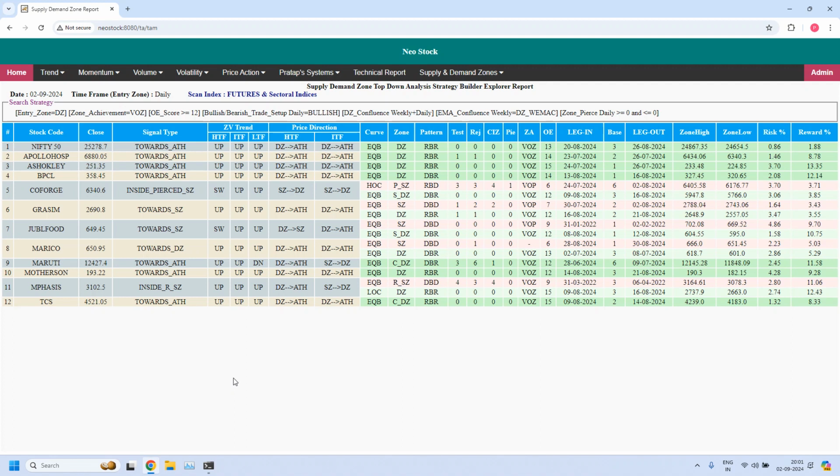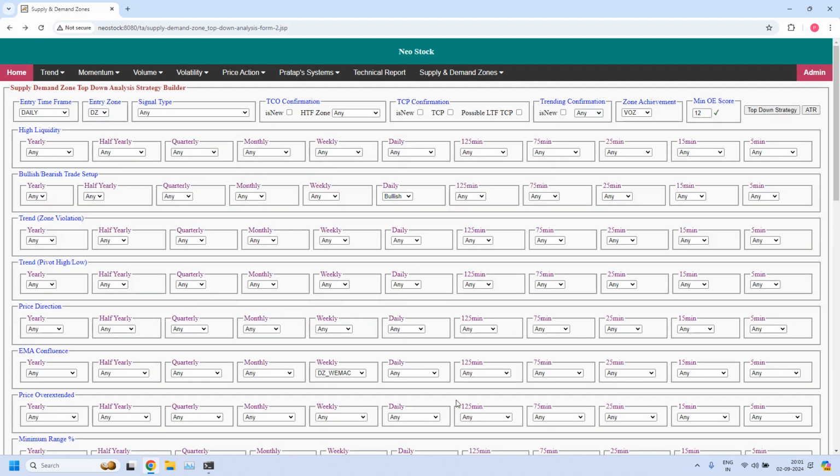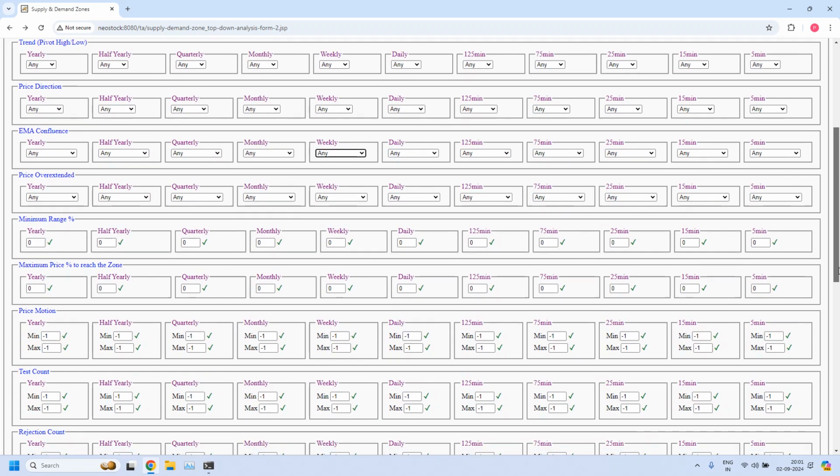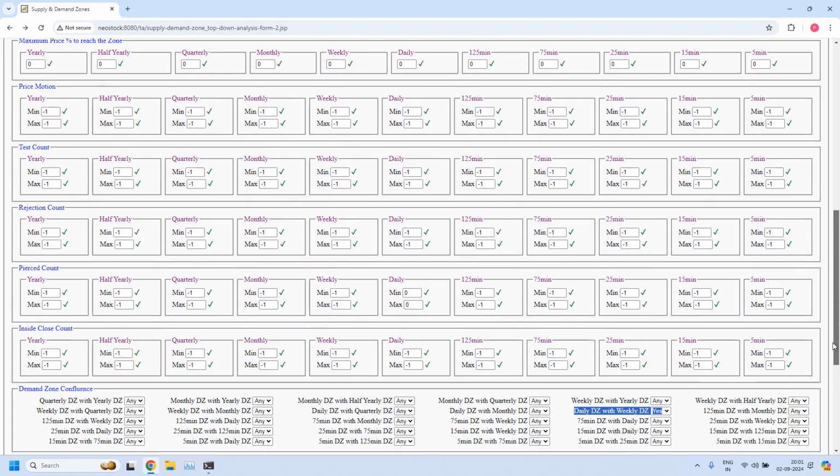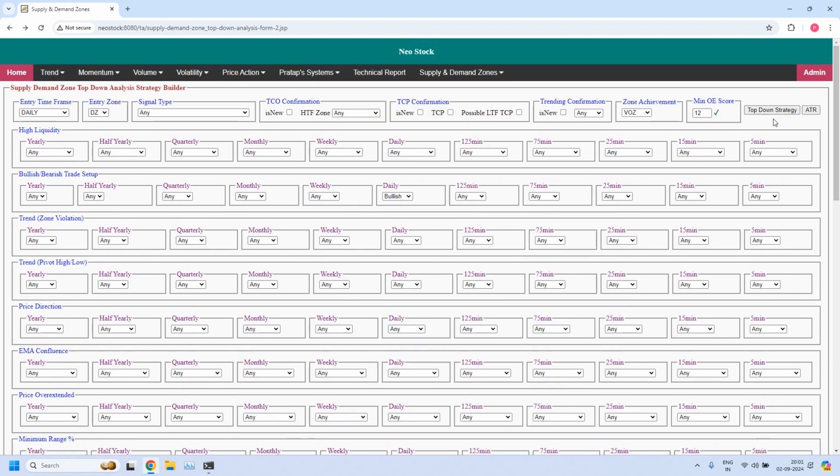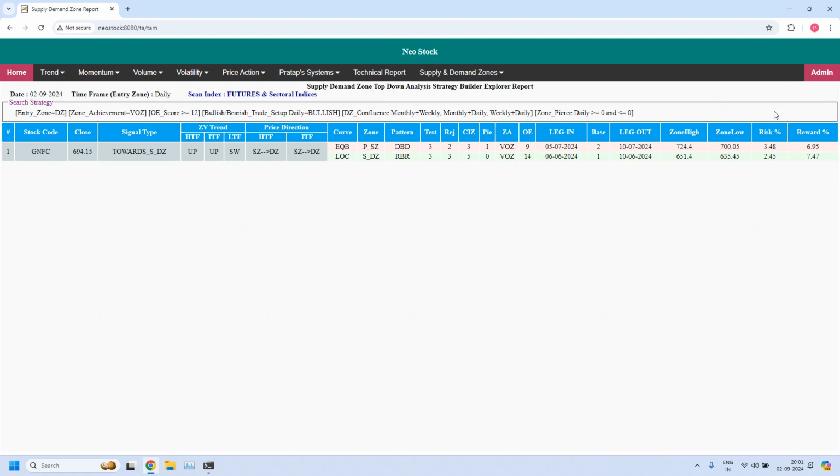Next we will look into LTF, ITF, HTF confluence. So I am removing the EMA filter. In the demand zone confluence, the daily demand zone with weekly is already enabled. Daily with monthly demand zone I am enabling. And the weekly demand zone with monthly is also I am enabling. That means LTF, ITF, HTF confluence. That is daily, weekly and monthly confluence. So only one stock is filtered, the demand zone. Moreover, it is a high liquidity demand zone.